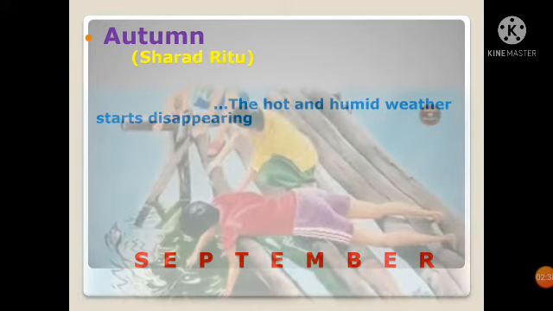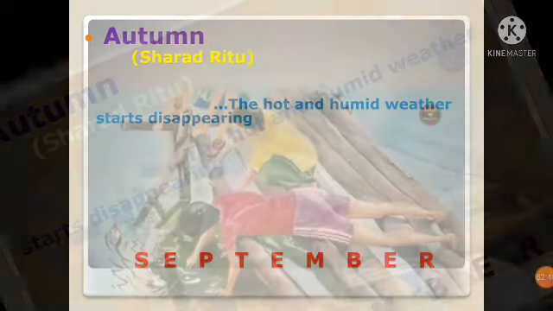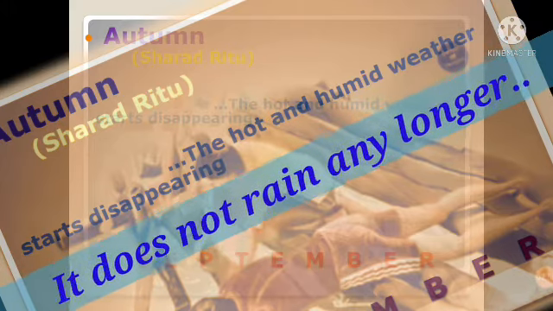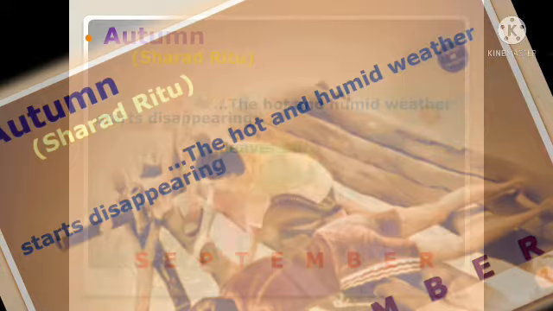Of course, autumn comes after monsoon. So monsoon, rainy season, that is cool. So the hot and humid season starts disappearing. It does not rain any longer. Does it still rain in autumn season? No. It does not rain. Say the whole sentence. It does not rain in autumn.